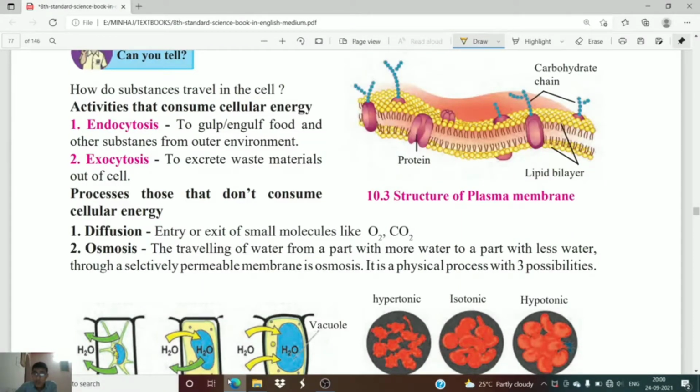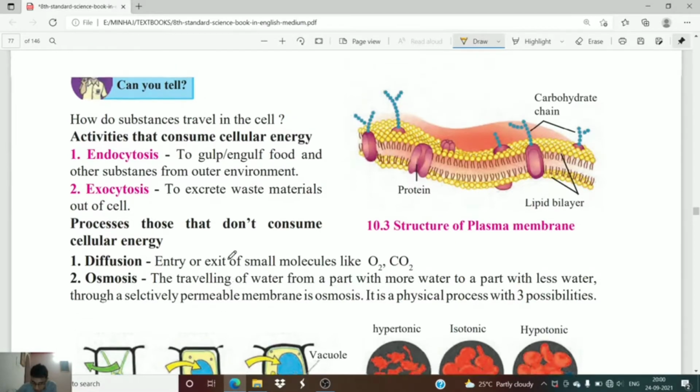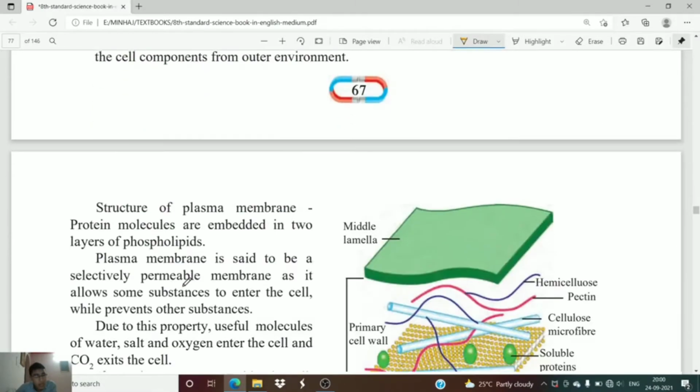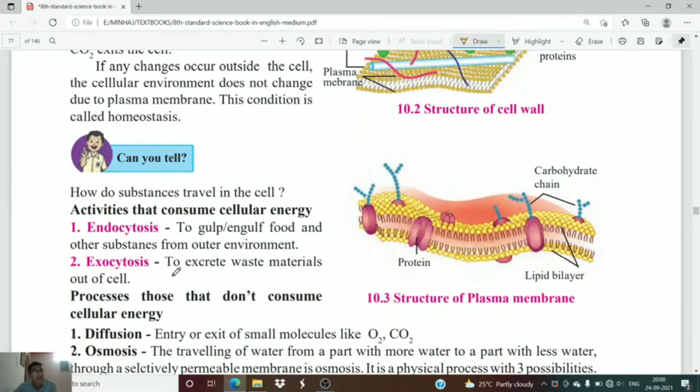Now in this lecture we are going to study about cellular energy. In the previous lecture we have studied about the cell wall and cell membrane. Okay. Now let us see what is cellular energy. Now you can see a question, how do substances travel in the cell?